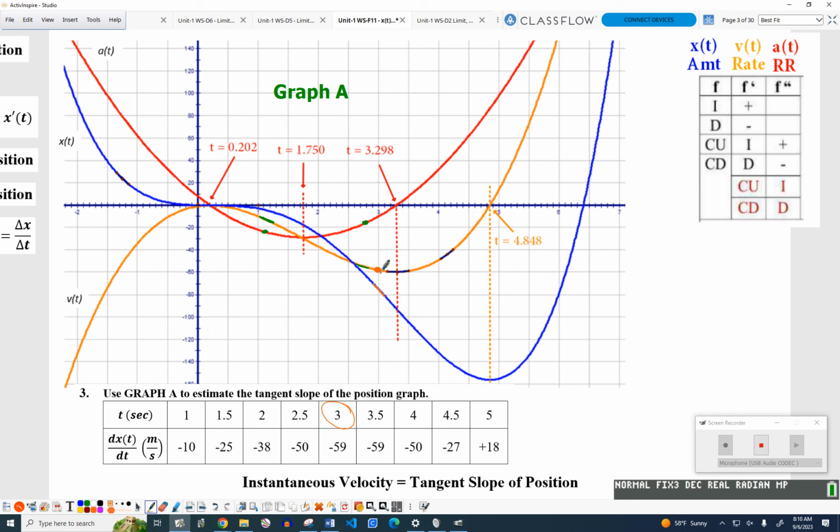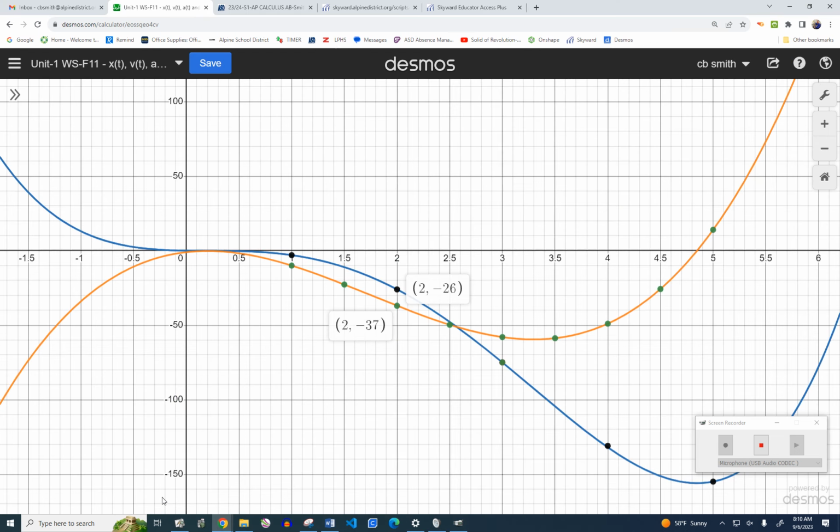And at this point, I'm just asking you to kind of estimate. So it appears to be about negative 59. I think in reality it was slightly different, but not much. Time 3, negative 58. So, 2 more.